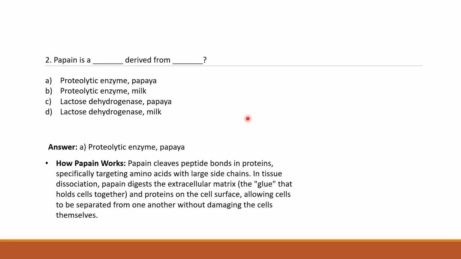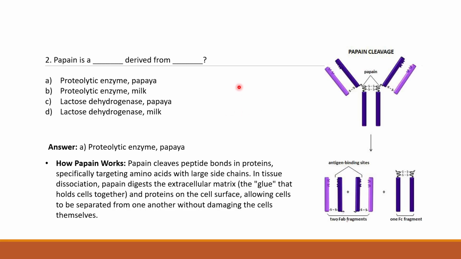allowing the cells to separate from one another without damaging. So this extracellular matrix will now be broken by your papain, which will allow your cells to separate from each other but at the same time it will not cause damage to the cell itself. It will only cleave those connections between one cell and the other cell. Okay. So papain is also used to cleave antibodies.